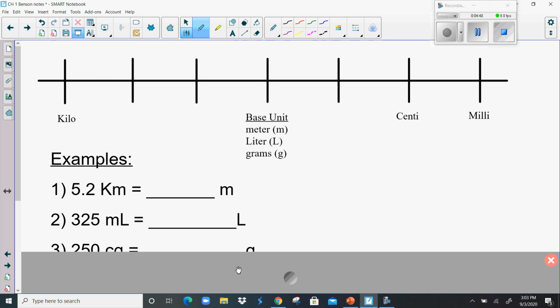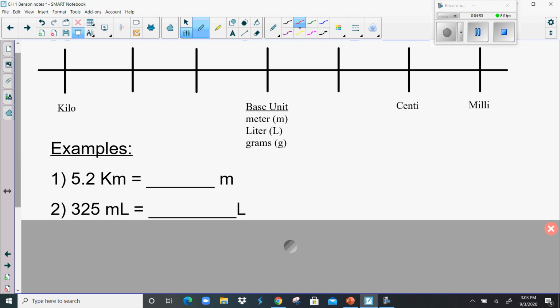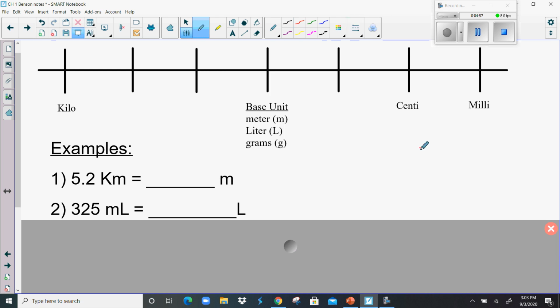Okay, let's try another one. I have 3 examples here for you. So we'll do another pen, and I have to change the thickness again. All right, so we have 325 milliliters. I find milli, it's over here, and it's liters, and I want to go from milliliters all the way to liters.